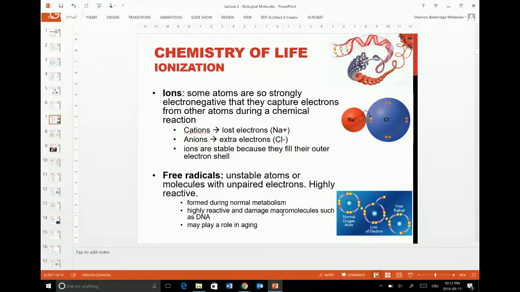So through the process of metabolism, we are making free radicals at all times, but we do have a series of antioxidant systems in our body which are capable of trying to remove free radicals that are being formed.